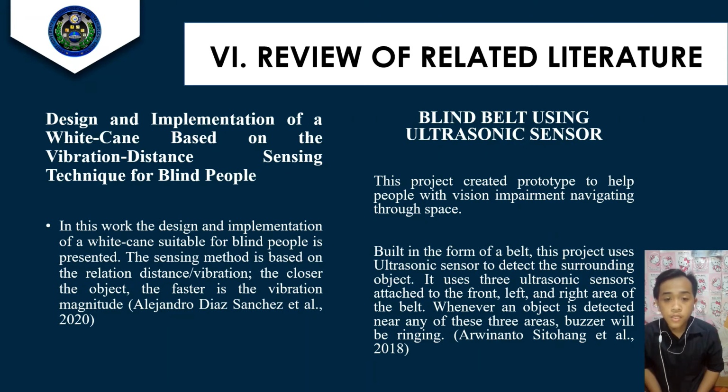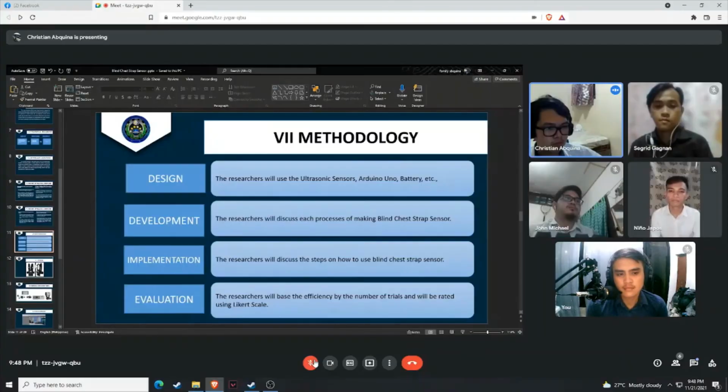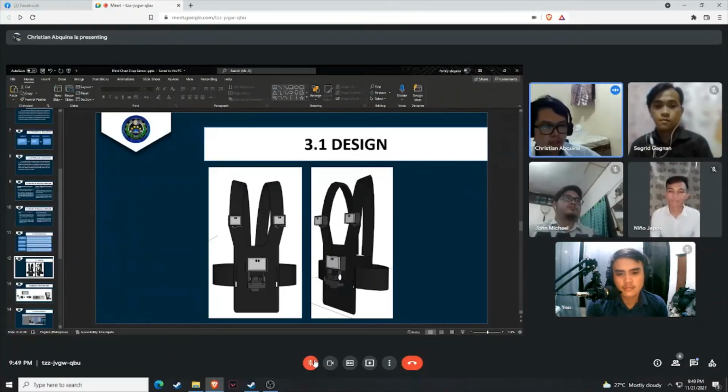Then the next one is blind belt using ultrasonic sensor. In this project, it uses 3 ultrasonic sensors attached to the front, left, and right areas of the belt. Whenever an object is detected near any of these areas, the buzzer will ring. And this is the design that we use in our blind chest strap sensor.